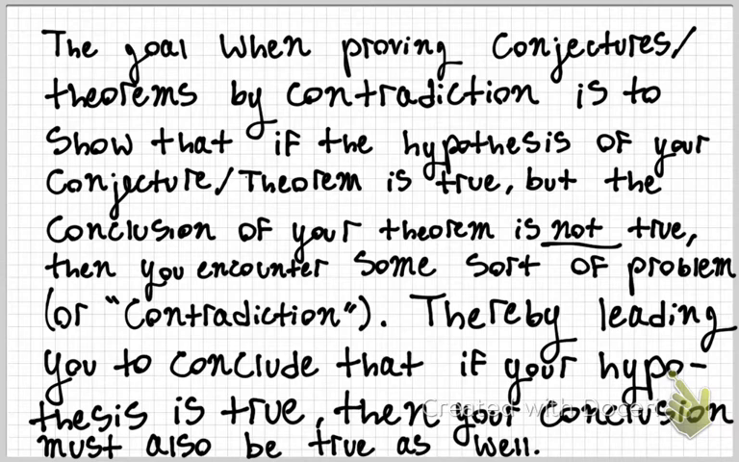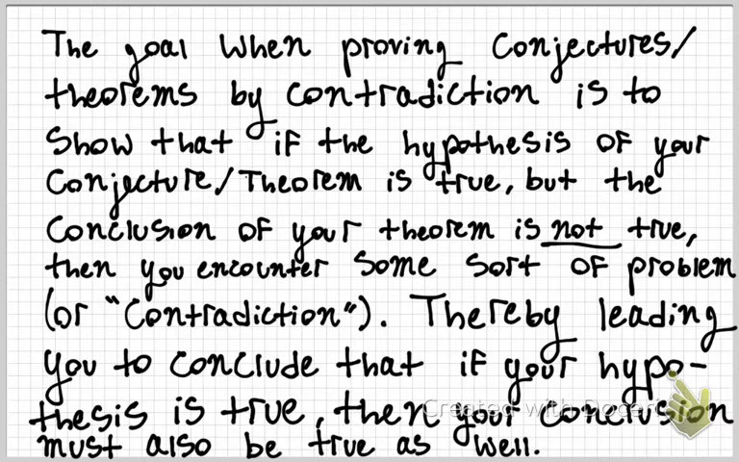And when we do encounter that contradiction, that leads us to conclude that if our hypothesis is true, then our conclusion must also be true. The reason is we operated under the assumption that our hypothesis is true, but our conclusion is false, and we came into some sort of contradiction. Well, if something is mathematically true, it'll never create a contradiction. And so if something does create a contradiction, we conclude that it's not mathematically accurate.